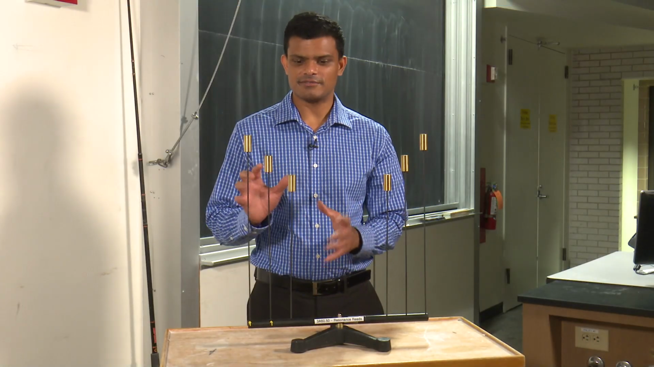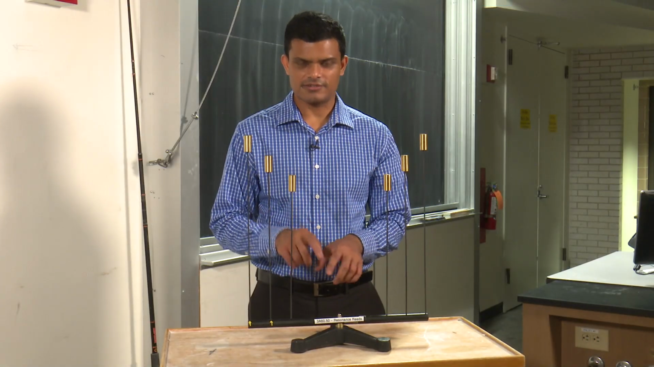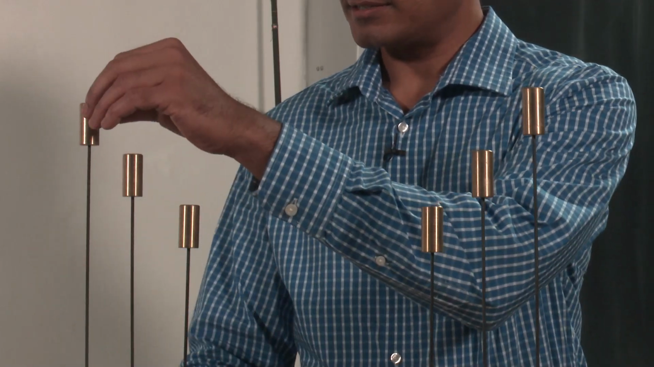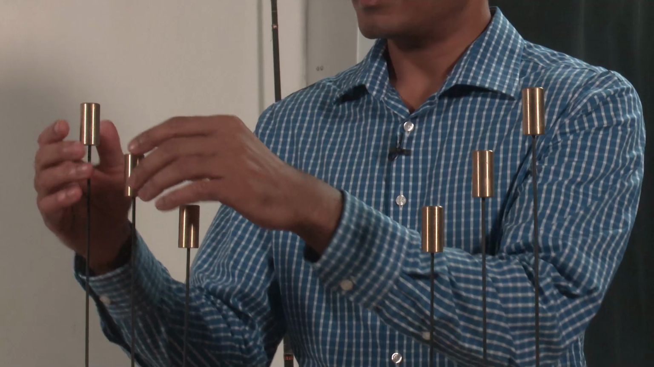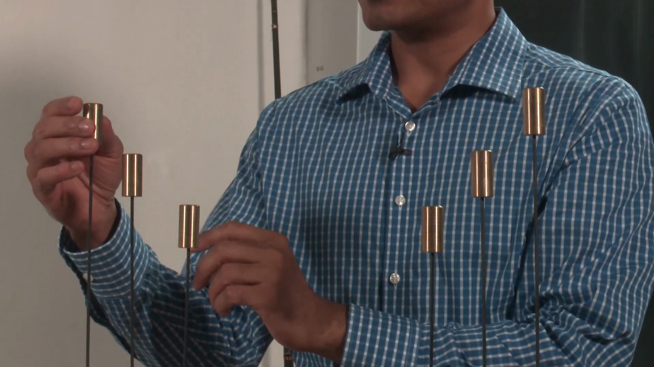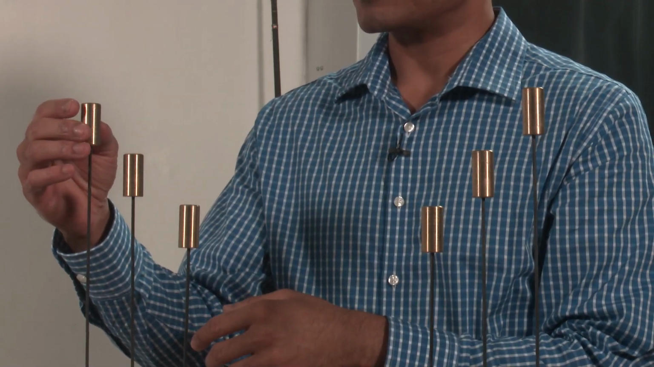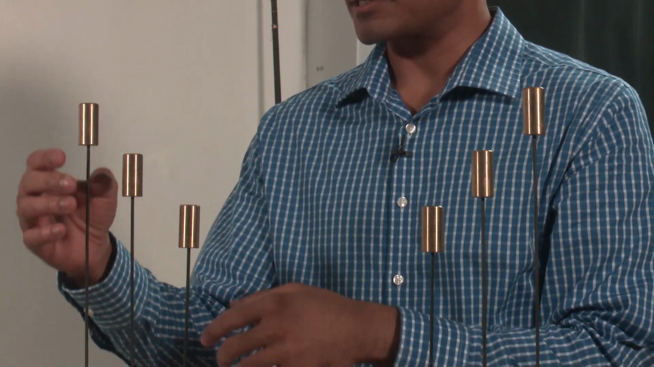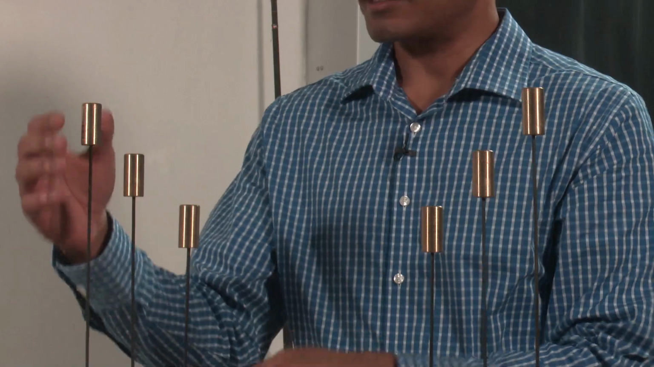In this demo, we're going to look at resonance. Here are resonance reeds. These masses are on a slight pole here, and each of these has a natural frequency. So if you get them to move, they will move at a certain frequency as a result of their mass and the length of this.